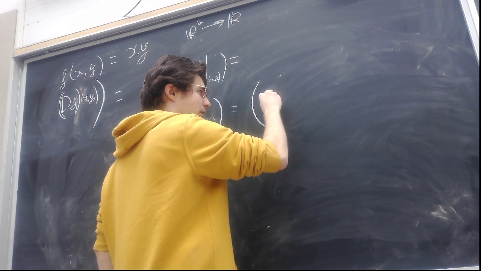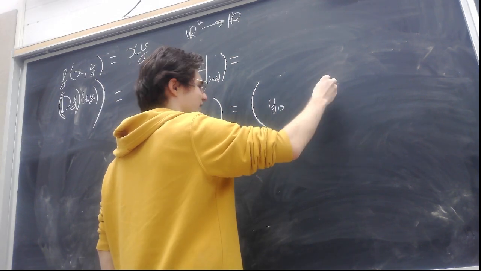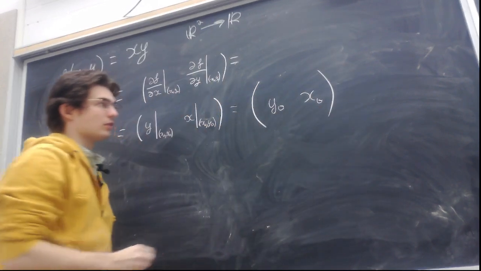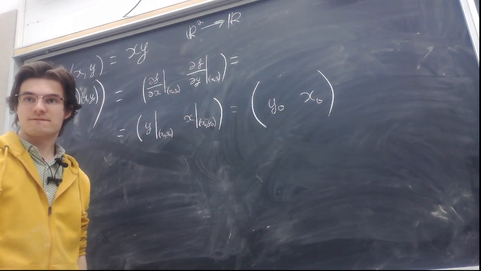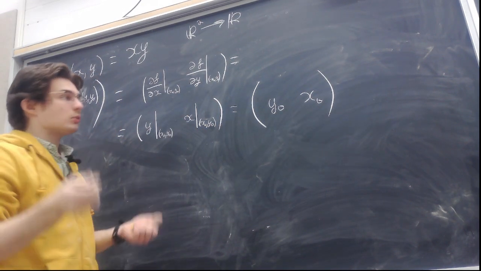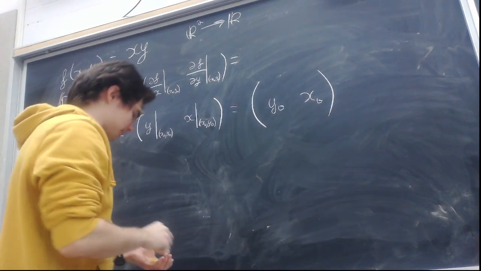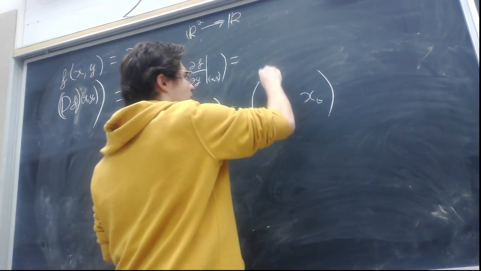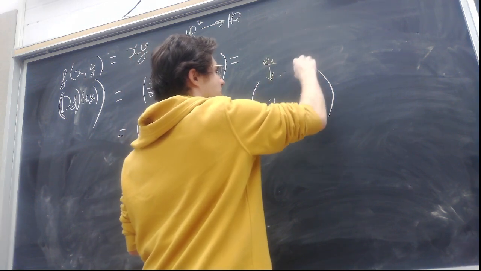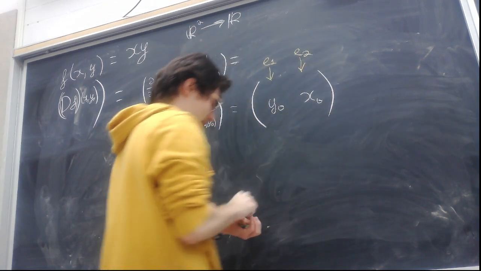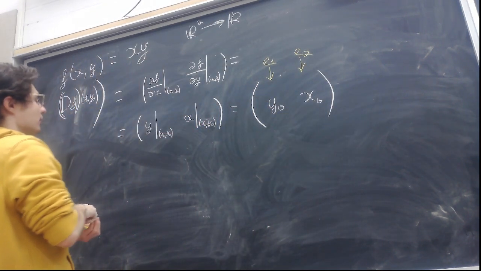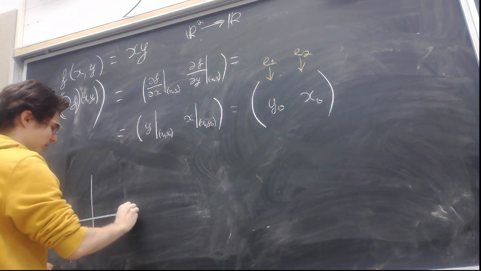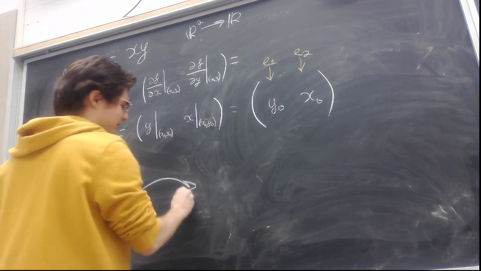x naught, y naught, and x evaluated at x naught, y naught? Okay, this is my matrix. What is this telling me? So this is E1, E2. This is telling me that I have some function of x and y. It takes two numbers in, outputs one number.